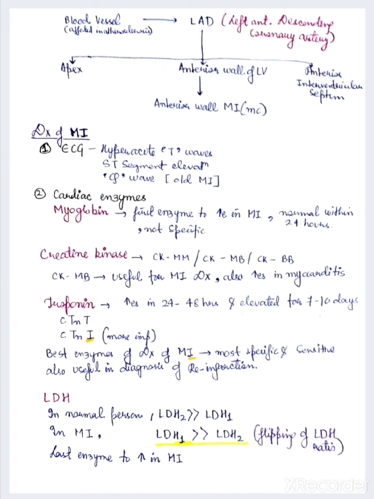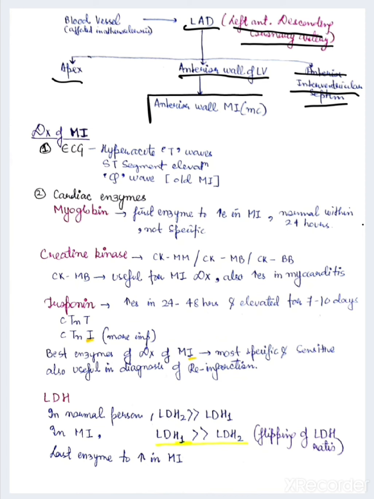Now, the blood vessel which is affected in atherosclerosis is the left anterior descending coronary artery. So that supplies the apex of the heart, anterior wall of left ventricle, and anterior interventricular septum. And we can most commonly see the anterior wall MI, anterior wall myocardial infarction.